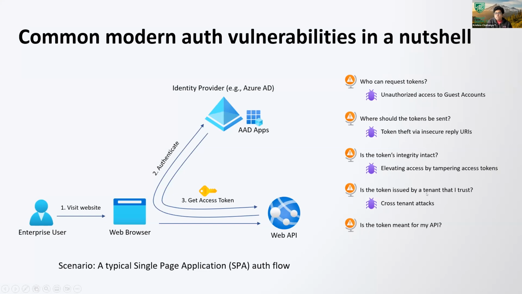This fourth one is a token issued by a tenant that I trust? Now, there is this concept of cross-tenant attacks, which is scary. I think the name probably hints something, right? A token coming from a different tenant, not your own enterprise tenant. And the last one, something known as app impersonation attacks. It is a confused deputy problem.